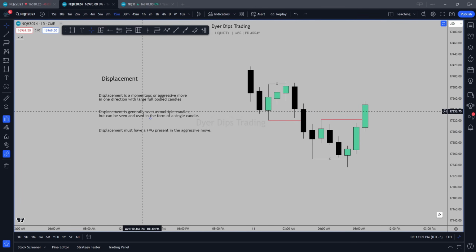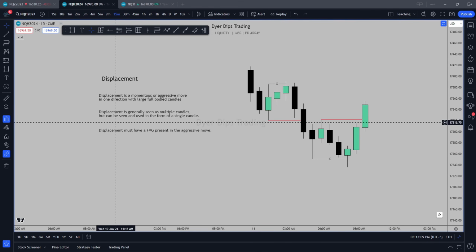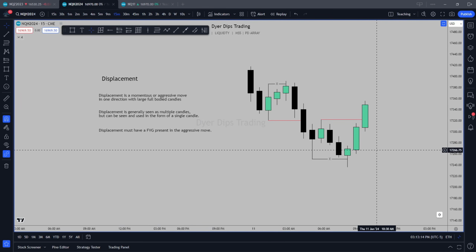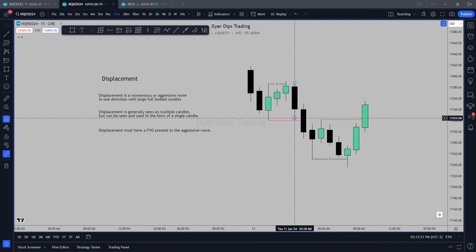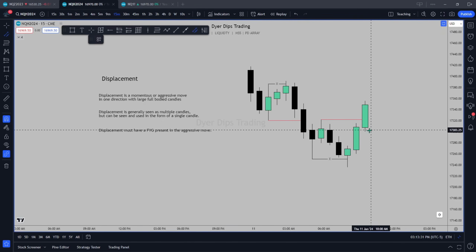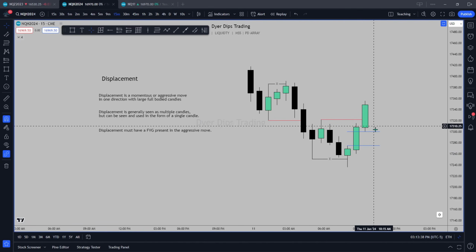Generally, we're going to see displacement have multiple candles behind it, and that's pretty much what I like to see because I need to have a fair value gap present. So although you could see one big candle, that is going to be considered displacement, but you're going to have to look for a fair value gap to form, in my opinion. So if we take a look here, we do have a fair value gap in this example from this candle's high to this candle's low. This is a fair value gap. So this is displacement. Same can be said for this move up over here, from this candle's high to this candle's low. You have a fair value gap here showing displacement.